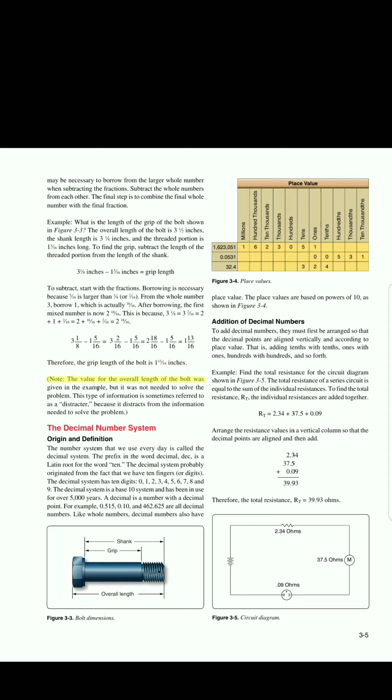Note, the value for the overall length of the bolt was given in the example, but it was not needed to solve the problem. This type of information is sometimes referred to as a distractor, because it distracts from the information needed to solve the problem.